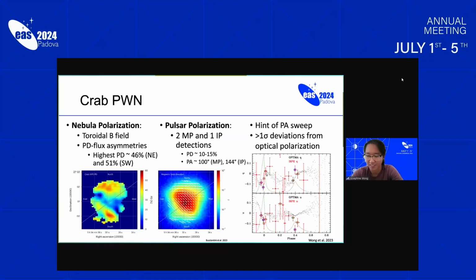And it's a possibility that perhaps the optical is probing regions that are farther out from the light cylinder, and X-ray is probing regions that are closer around the light cylinder. But yeah, we're still investigating that.